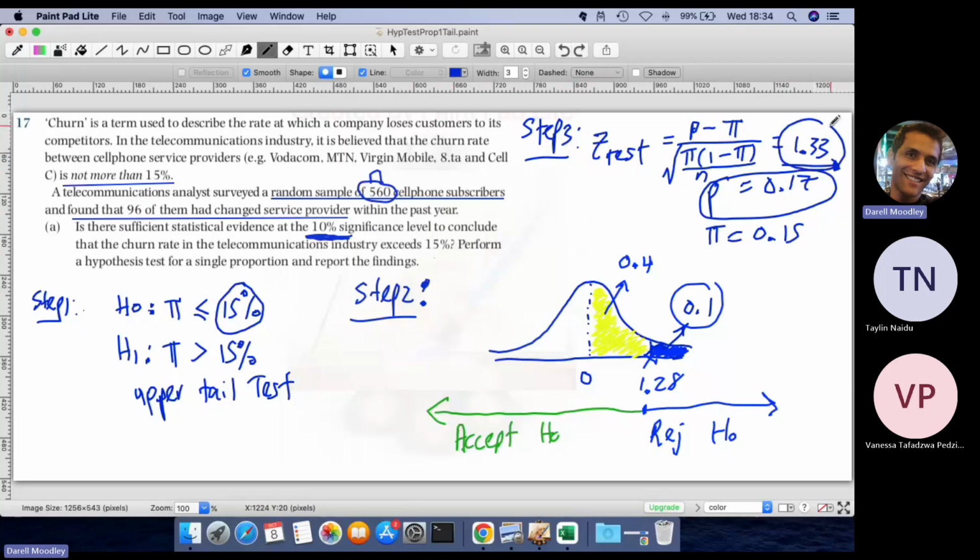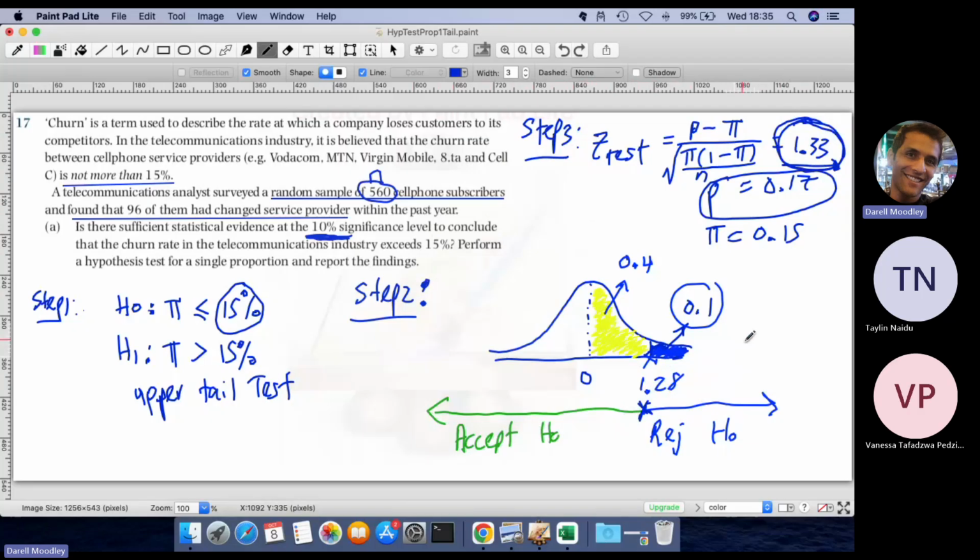Based on the results you got in step 3, which is 1.33, compared to what your rejection region is. Is it above 1.28? If so, do you reject H0? Is it below 1.28? And if so, do you accept H0? So what is your conclusion here? Based on what you got in step 3, you got a value of 1.33. Looking at what your rejection region is, do you accept H0 or do you reject H0?